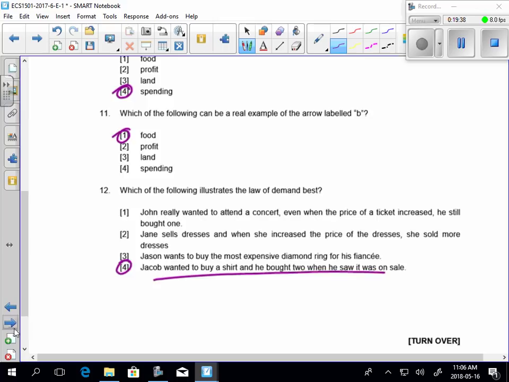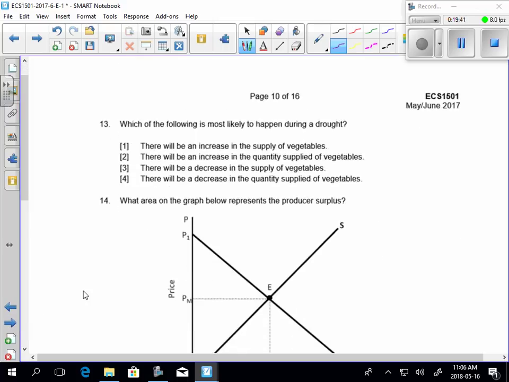Question 13. Which of the following is most likely to happen during a drought? Remember, a drought is one of your supply side factors. Okay, so it affects your supply curve, and obviously a drought is a negative impact, so supply will decrease. And because it's an exogenous factor, we shift the supply curve. All right? So there will be a decrease in the supply of vegetables. All right. Not in the quantity supplied, because that means we move along the supply curve.